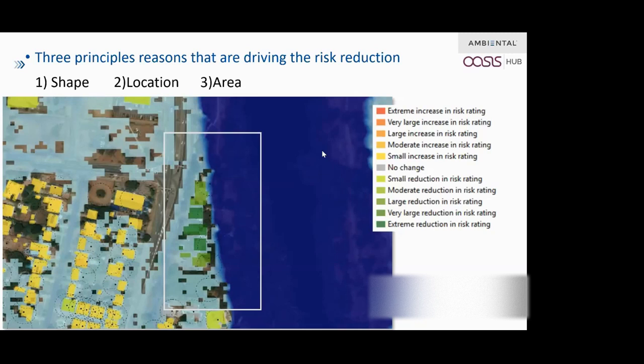There is moderate to very large reduction in the risk rating when we use the building outline. So the green one, the light green to dark green, showed there is moderate to very large reduction in the risk rating. So what is causing this reduction, or this delta? The three principal reasons were location, shape, and area.